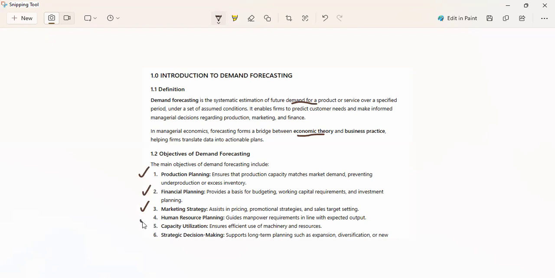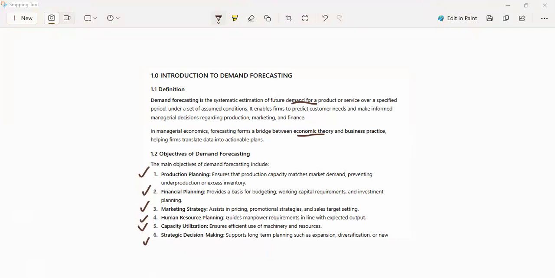In human resources, it is important because it guides manpower requirements in line with the expected output. Demand forecasting is important for capacity utilization as it ensures efficient use of machinery and resources. It is also important for strategic decision making because it supports long-term planning, such as expansion and diversification, or new product ventures. So these are the objectives of demand forecasting.